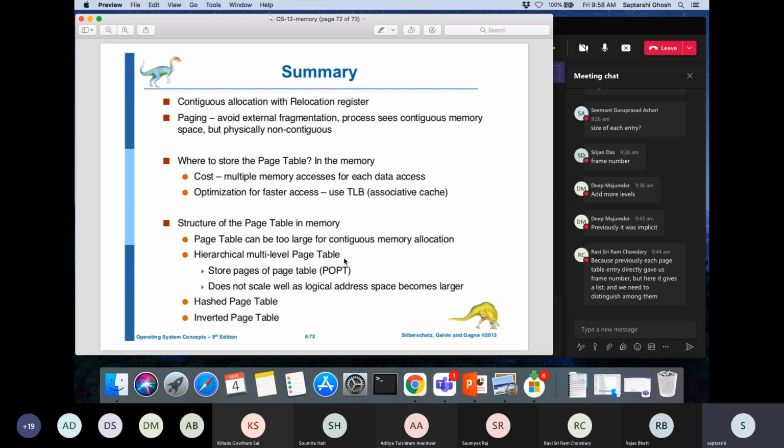We don't want that. So people have devised schemes like the translation look-aside buffer, TLB, for caching frequently used page entries and so on. Another problem is that page tables have become huge, and we cannot allocate contiguous memory space for such huge page tables. Therefore, it requires thought about what the structure of the page table should be. So we discussed hierarchical multi-level page tables, where the inner page tables are themselves stored in pages, so we have pages of page tables. But this scheme does not scale well to really large logical address spaces. Therefore, we also discussed hashed page tables and inverted page tables.